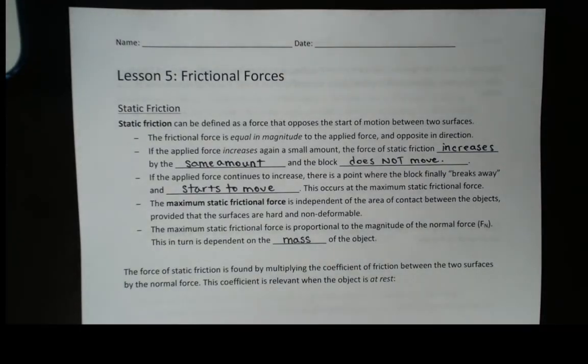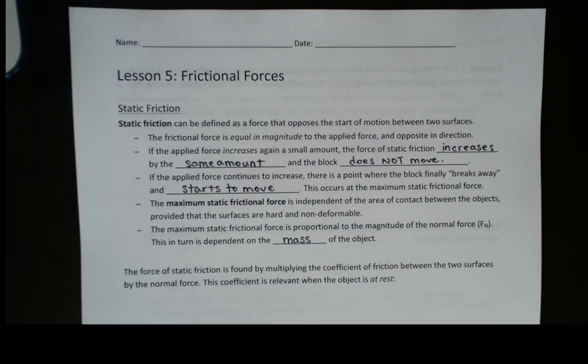Today's lesson is Dynamics Lesson 5. We're going to talk about friction and frictional forces. There are two types of friction that we're going to talk about. Remember, friction occurs due to contact between two surfaces, and it always goes against the motion.